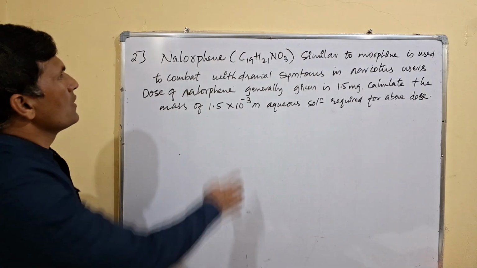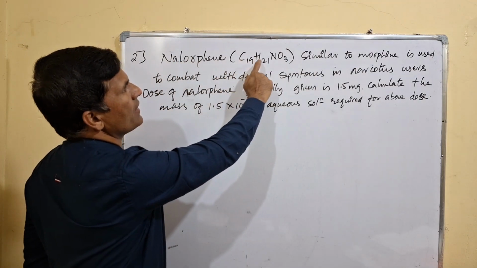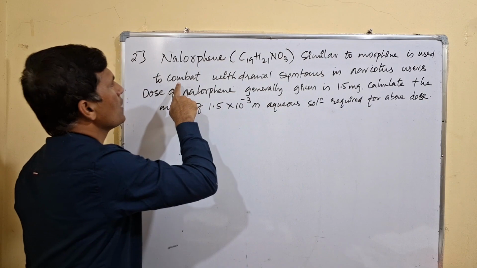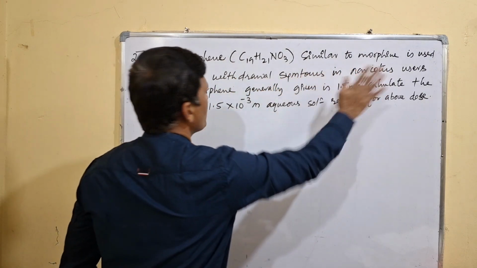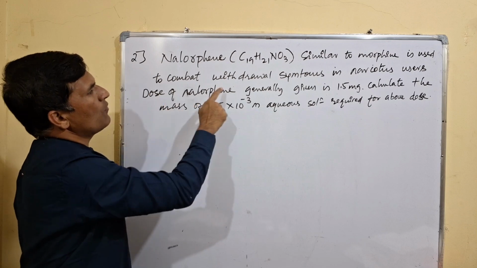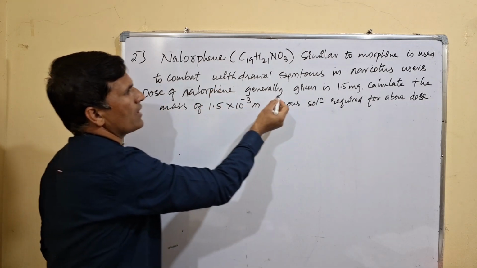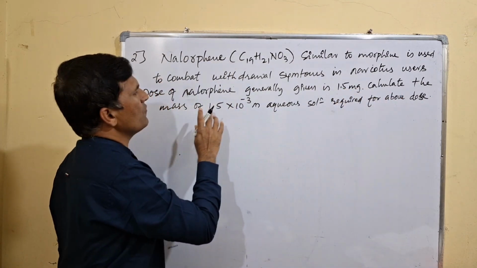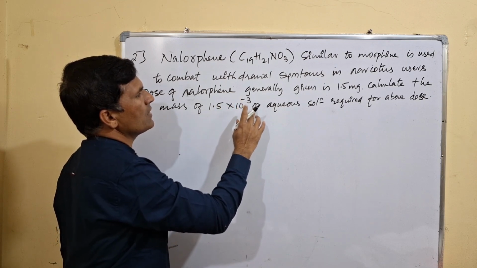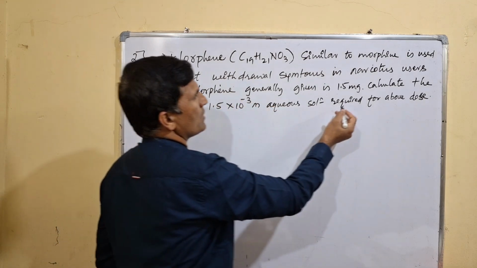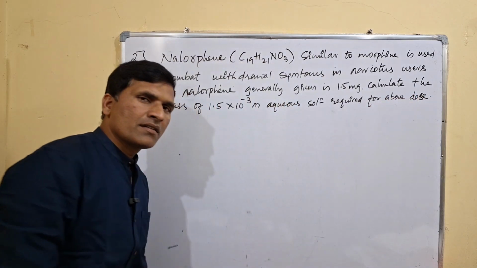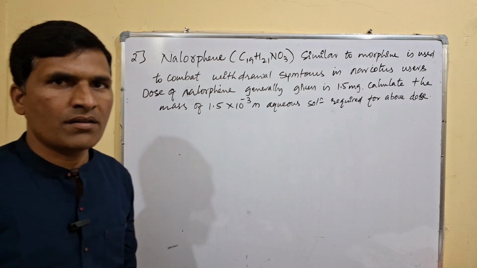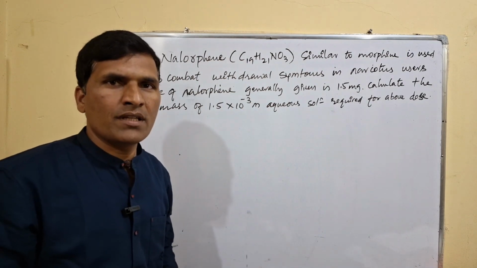This second problem, nalorphine, C19H21NO3, similar to morphine, is used to combat withdrawal symptoms in narcotics users. The dose of morphine generally given is 1.5 milligram. Calculate the mass of 1.5 into 10 to the power minus 3 molal aqueous solution required for the above dose. Okay, so like this they will ask. This comes under HOTS, meaning higher order thinking skills. They will give an applied type of question, right?